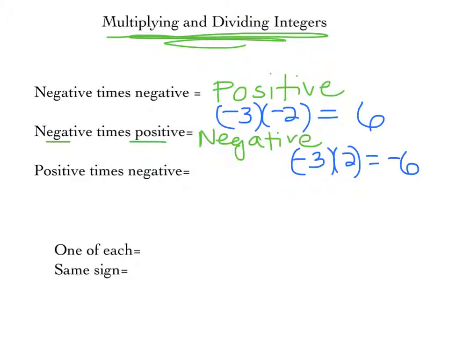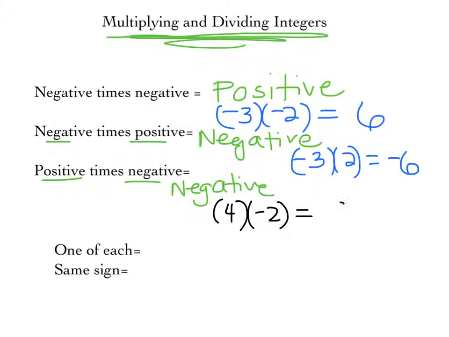Okay, so my last one says I have a positive times a negative. So again, I have one of each, so my answer is going to be negative. An example of that would be 4 times negative 2. Well, I know 4 times 2 is 8, and then it's going to be negative. Now, the rules are exactly the same for dividing.